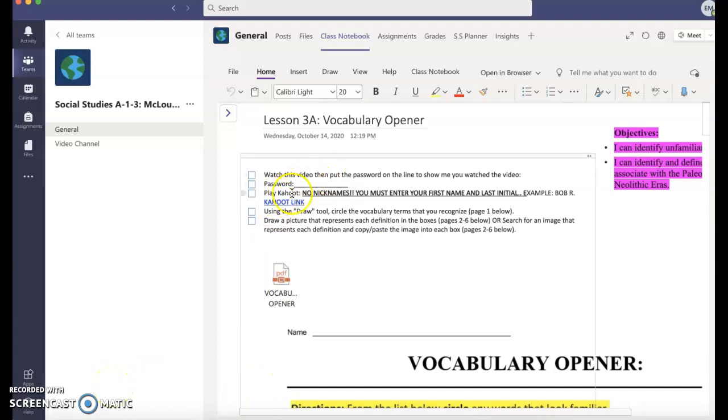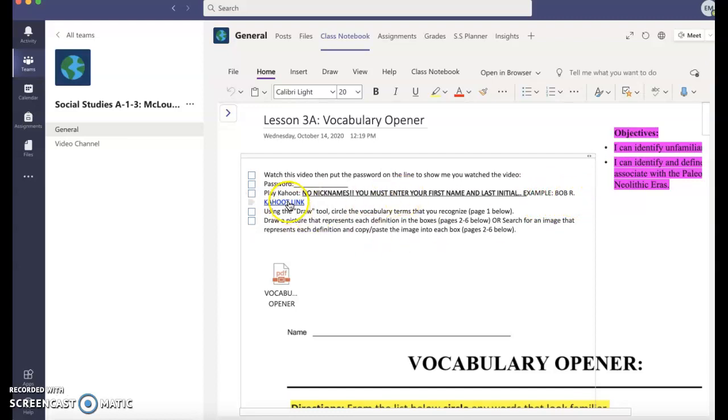So now, play the Kahoot. No nicknames. When you go to Kahoot, it asks for a nickname. No, we're not going to do that. You must enter your first name and your last initial. For example, if your name was Bob, you'd put Bob R, if your last name begins with an R.